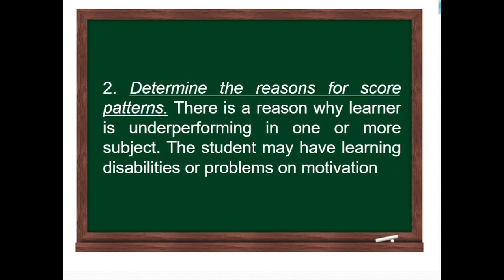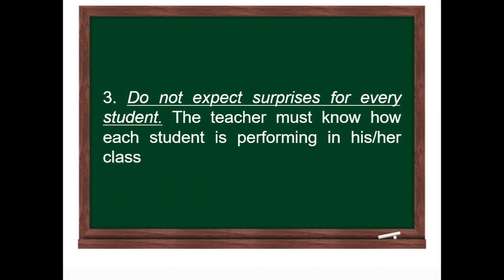Number 2, determine the reasons for score patterns. There is a reason why a learner is underperforming in one or more subjects. The student may have learning disabilities or a problem with motivation. Number 3, do not expect surprises for every student. The teacher must know how each student is performing in his or her class.